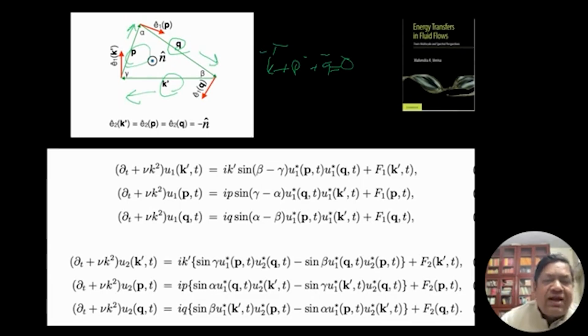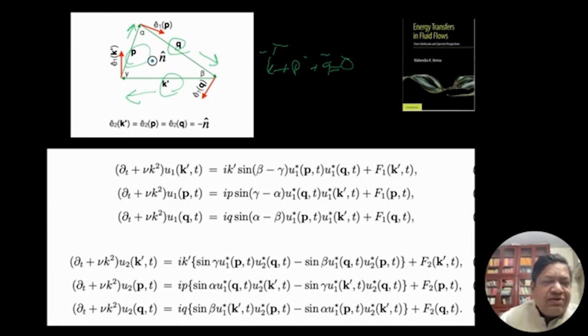Now I choose n hat. Remember we have the n hat vector. I choose n hat to be perpendicular to the plane formed by these three vectors K prime, P, Q. So it is here, perpendicular to the plane, pointing towards you.